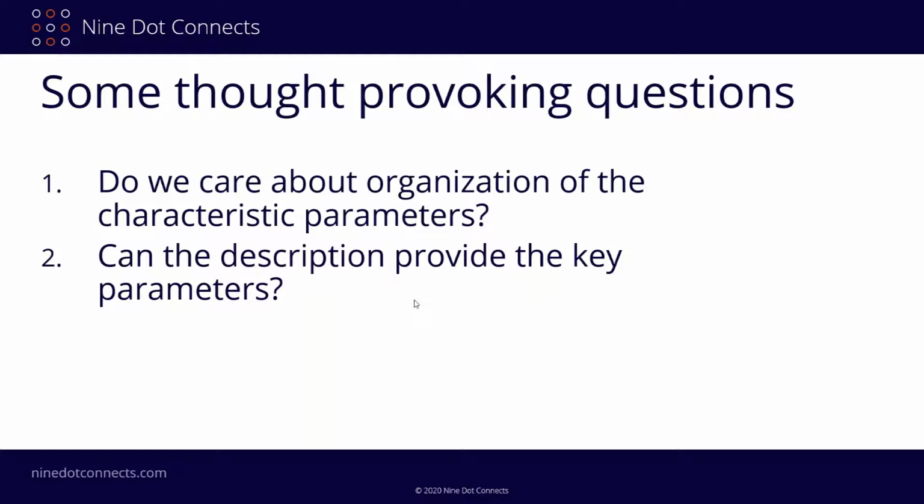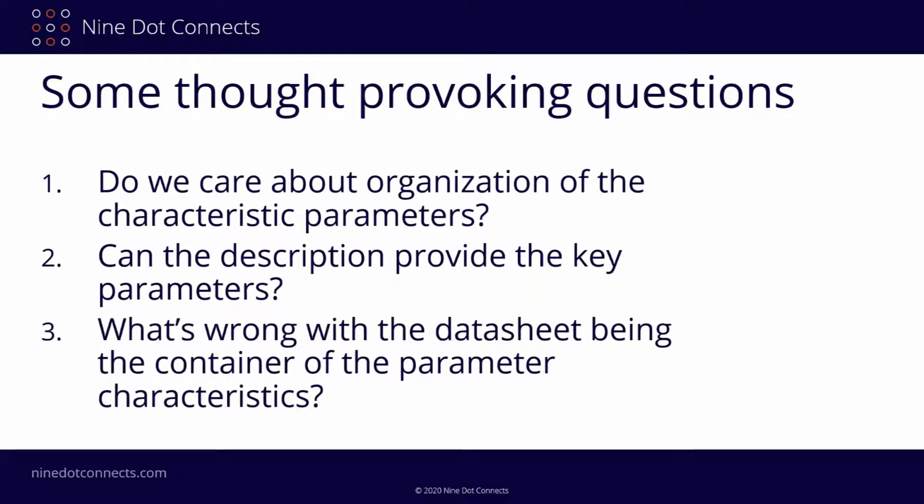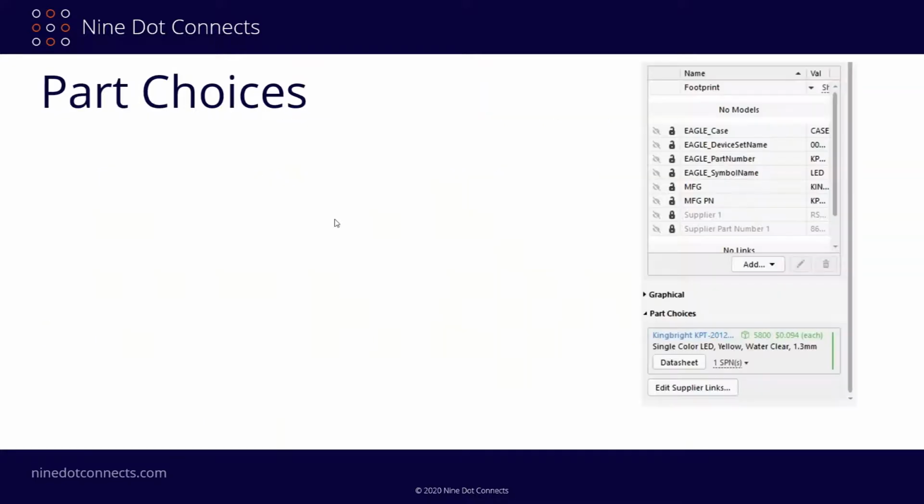The other question is, can the description provide the key parameters? And if we organize that correctly in our libraries, it can. And then lastly, what's wrong with the data sheet being the container of the parametric characteristics? So if there's a part that I'm looking for, and as long as my data sheet has the main parametric information, and I have a data sheet attached so I can find more information about it, why am I filling in all these other little blanks for all this characteristic parametric stuff? Right, so it seems like there's a lot of effort being put into duplicating the same data that we already have access to. So that kind of brings us to this thing called part choices.